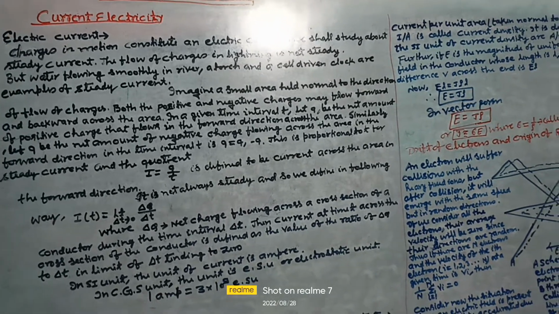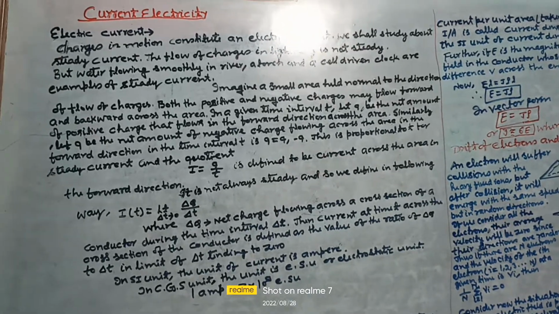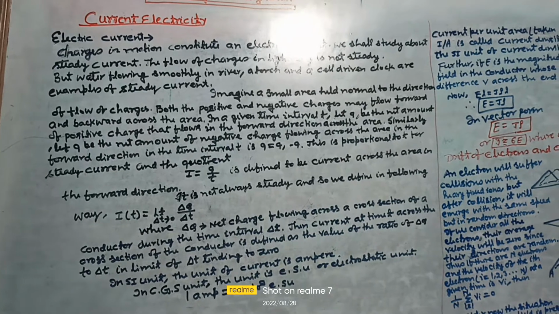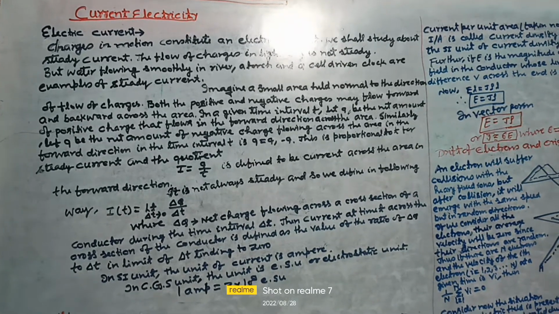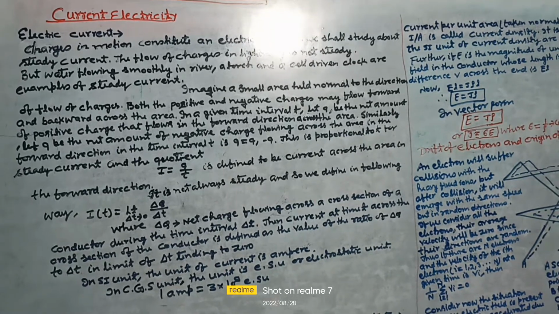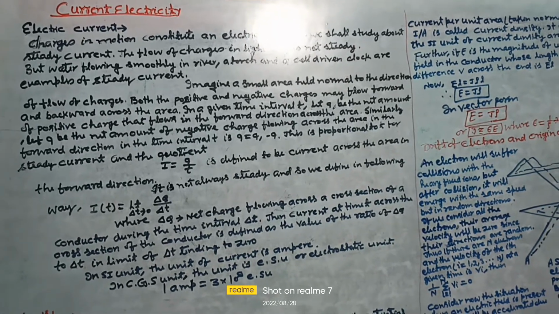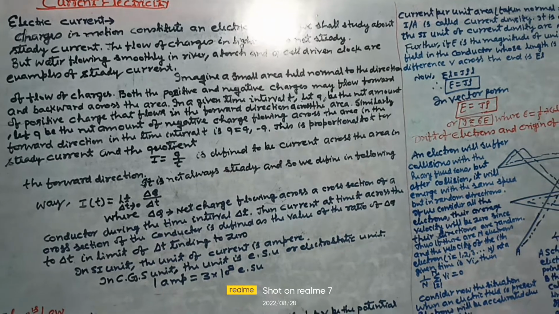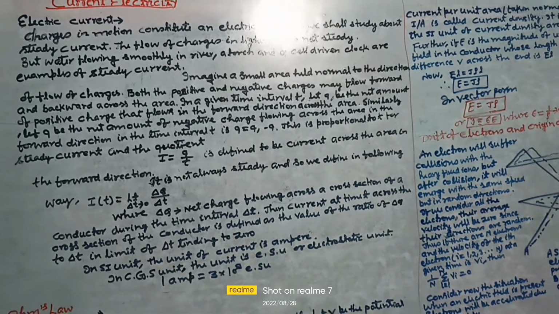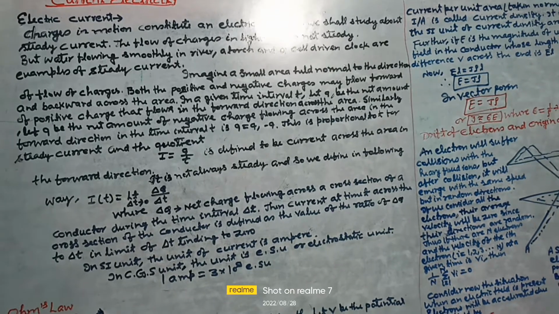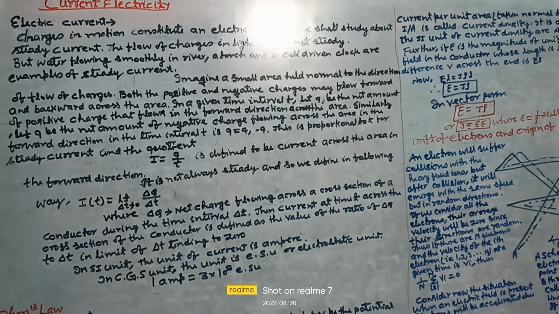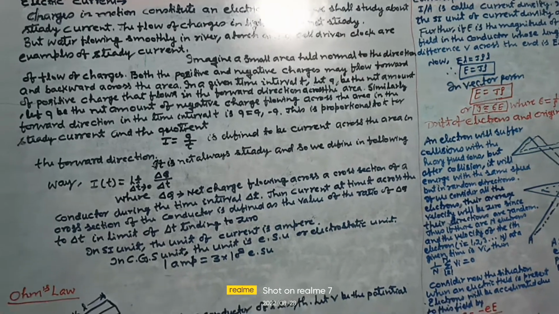I is a function of t, and I(t) is equal to the limit as delta t tends to 0 of delta q by delta t, where delta q is the net charge flowing across a cross-section of a conductor during the time interval delta t. Then current at time t across the cross-section of the conductor is defined as the value of the ratio of delta q to delta t in the limit of delta t tending to 0.